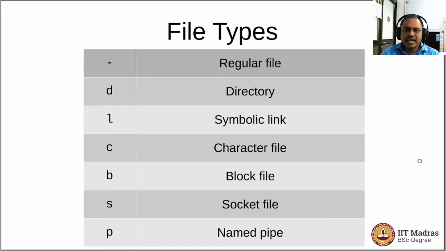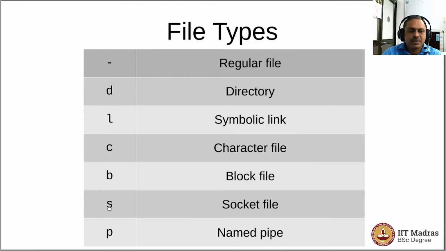Now the next character that you would see is L, which is a symbolic link. We have already seen that once. C indicates that it's a character file and B indicates it's a block file. So block files and character files are typically devices. The character file would be the terminal typically, and the block file would be the hard disk, and we normally don't mess around with those files unless we know what we are doing.